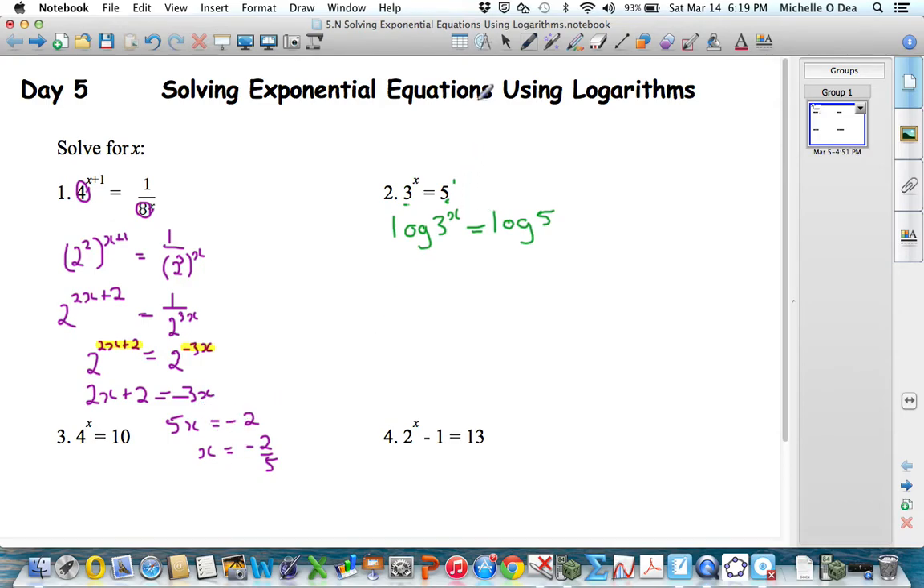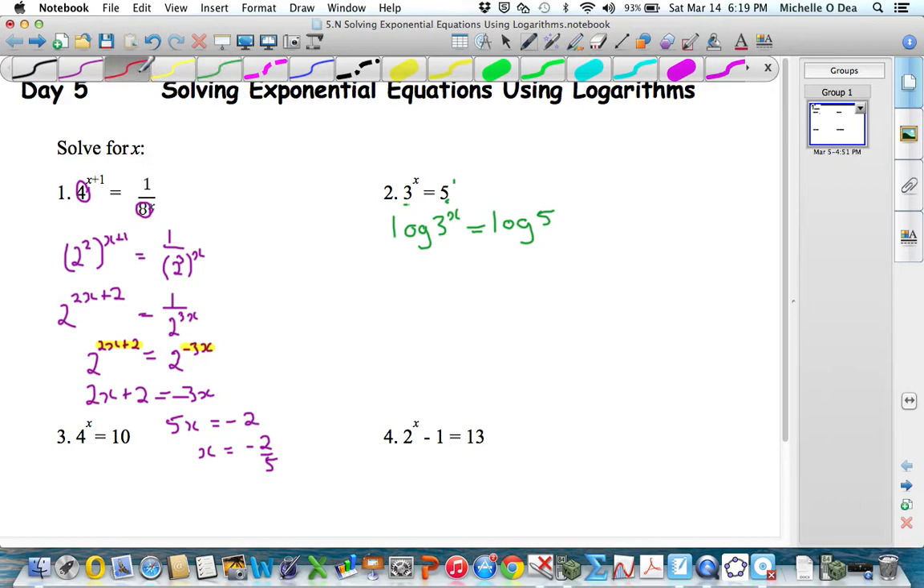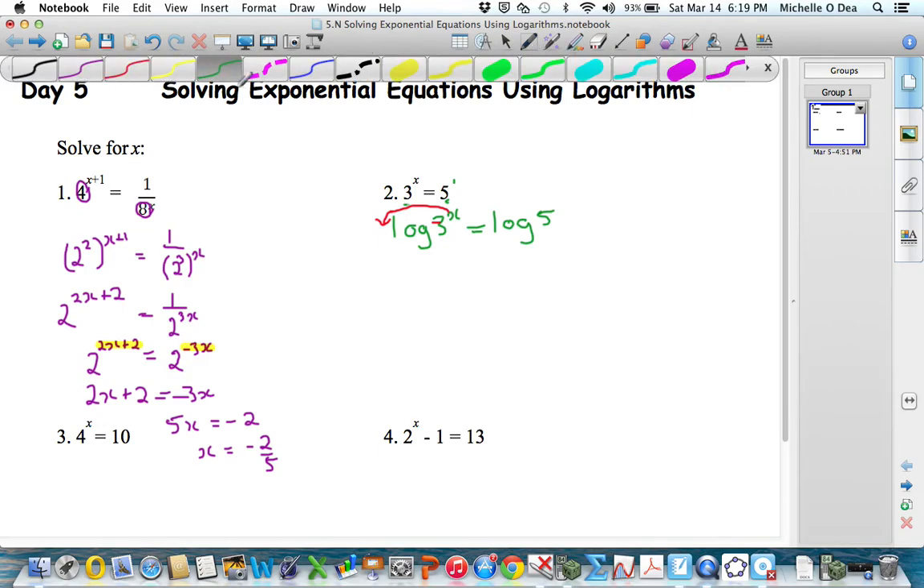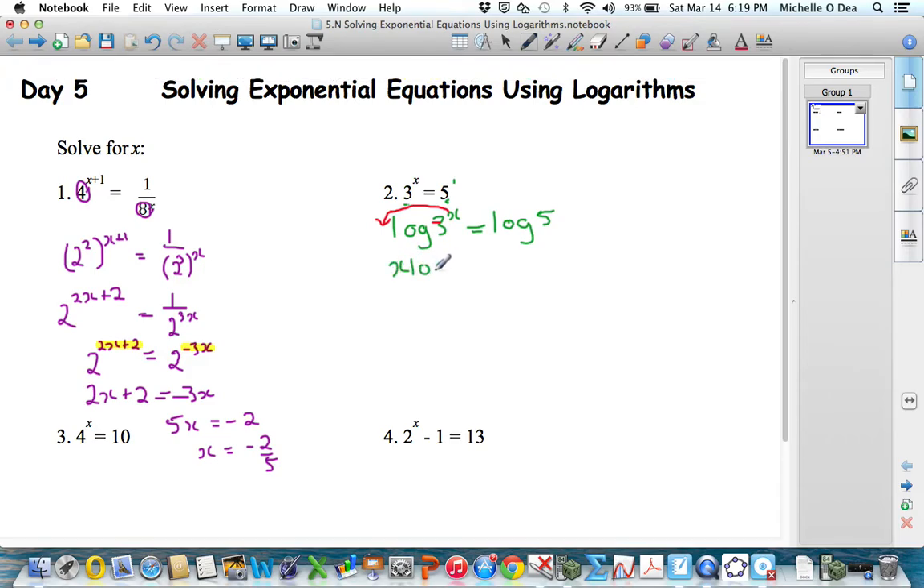So we use our log rule that says that if we have a power, we can bring that power down the front of the log there. So I can rewrite that as x log 3. And of course, we don't need to do anything with the right-hand side just yet. So that's going to equal log 5. And then remember log 3, log 5, they're just numbers. We can put them in our calculator and it'll give us a decimal. So this is x times log 3.